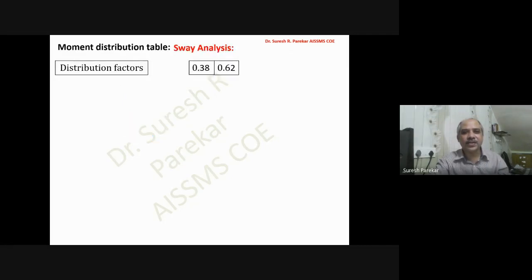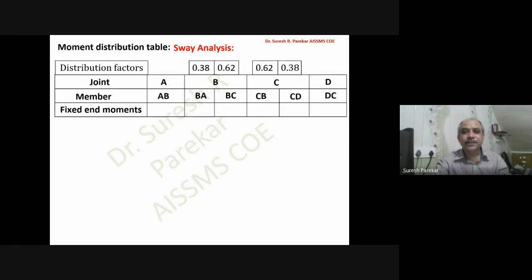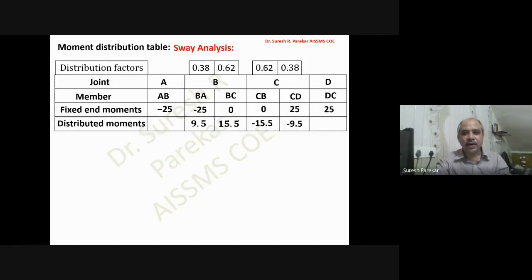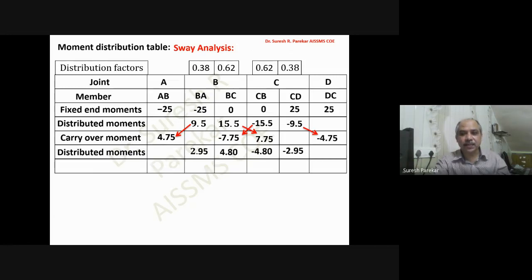And I will go to the moment distribution table now. This I did not require to explain. I will just show you. No release, so directly we have distributed moment. With 25 for B we have balanced minus 25 for C, and accordingly we have to go for carryover moment. Here you have carryover moment for DC also, because we have to take carryover moment to DC of CD, and likewise because my support D and support A both are fixed, which are end supports.